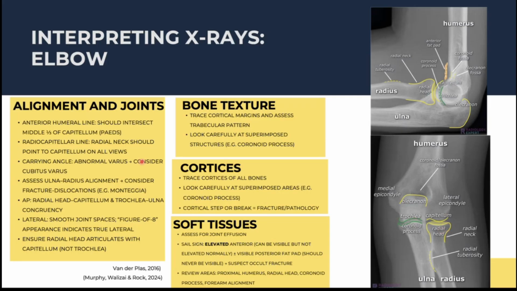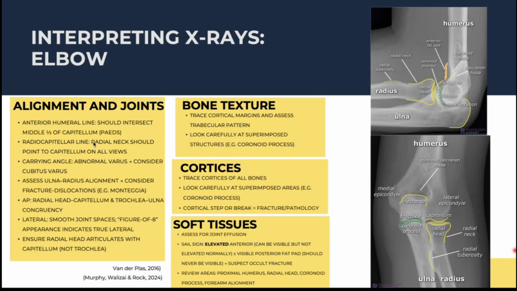Now you want to make sure that you're assessing the carrying angle. The carrying angle of the elbow is that slight outward tilt of the forearm from the upper arm. You want to see that the lower arm is tilting outwards a little bit when the elbow is fully extended. It's usually around 5 to 15 degrees, and that allows the arms to clear the hips when we're walking. In females, that angle is generally larger.